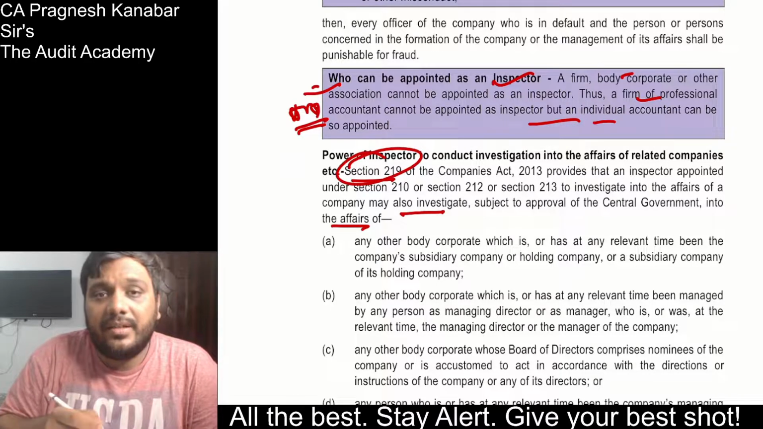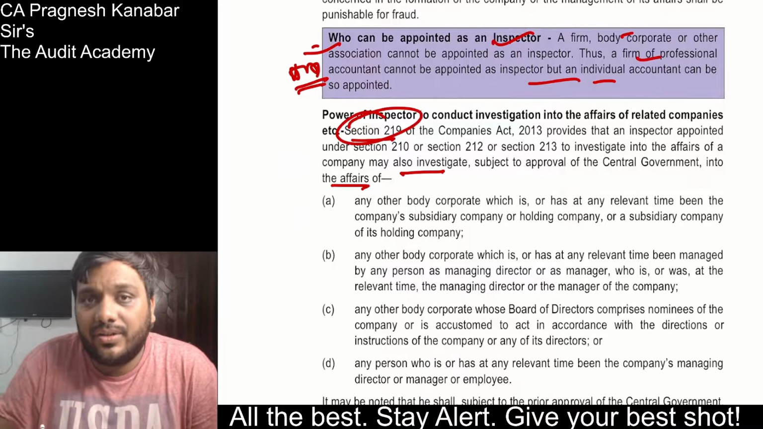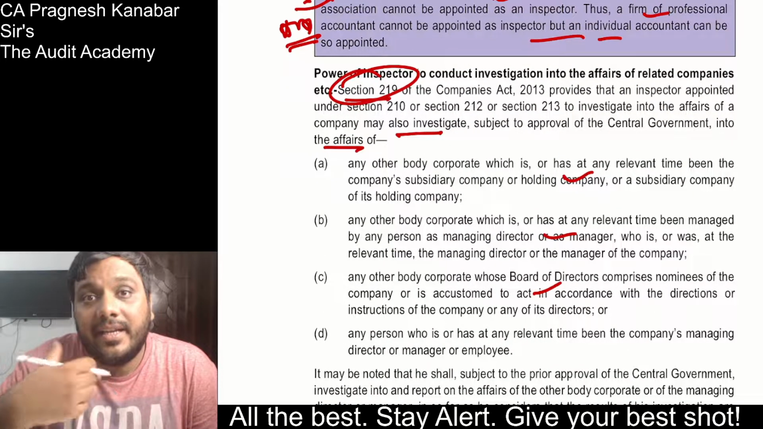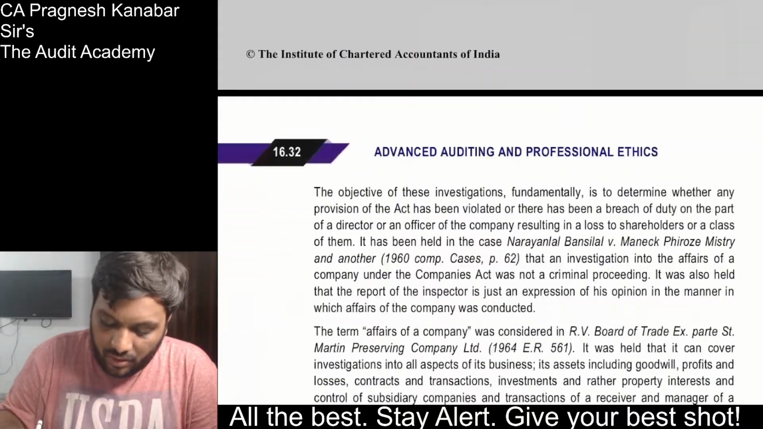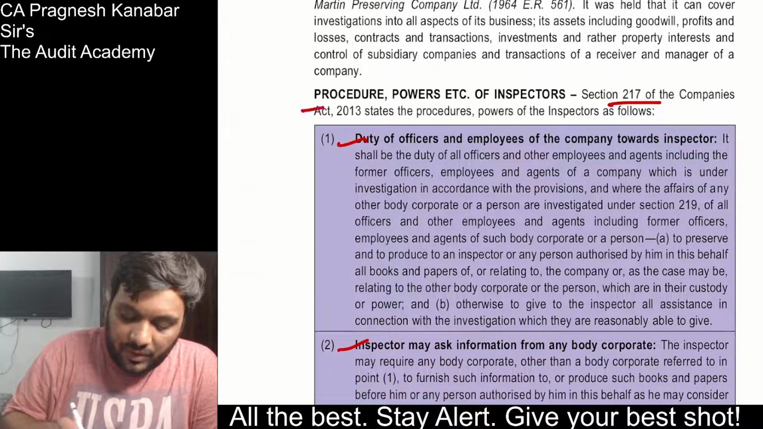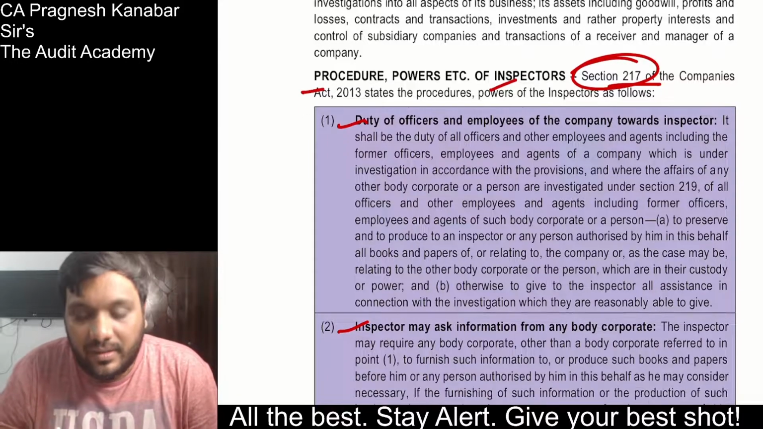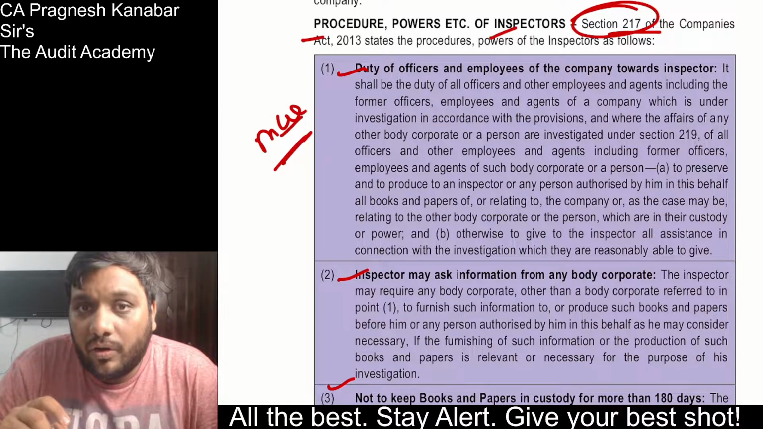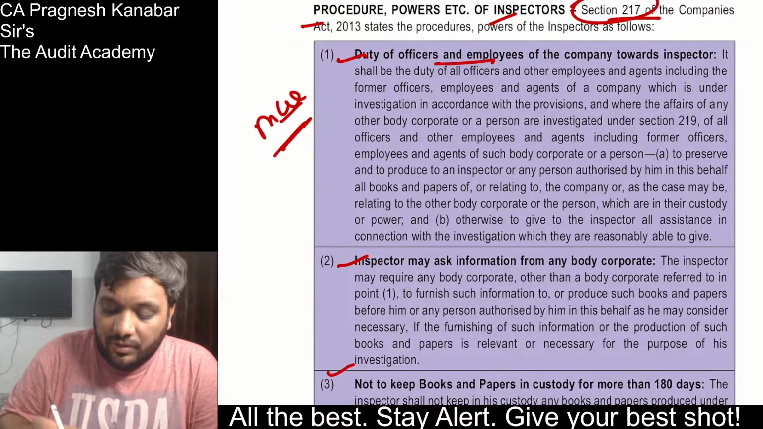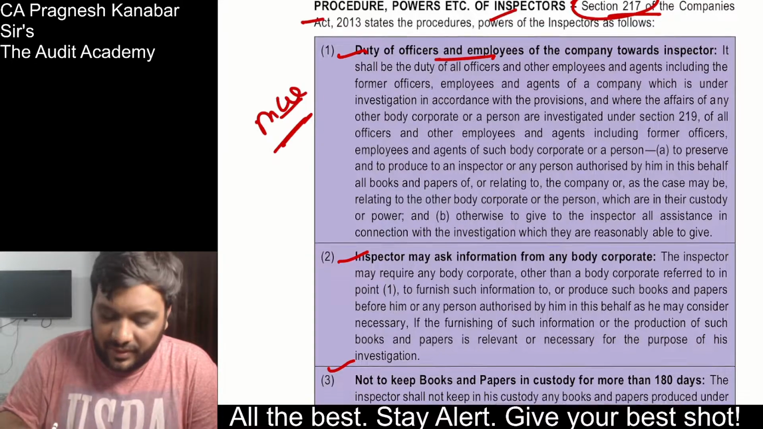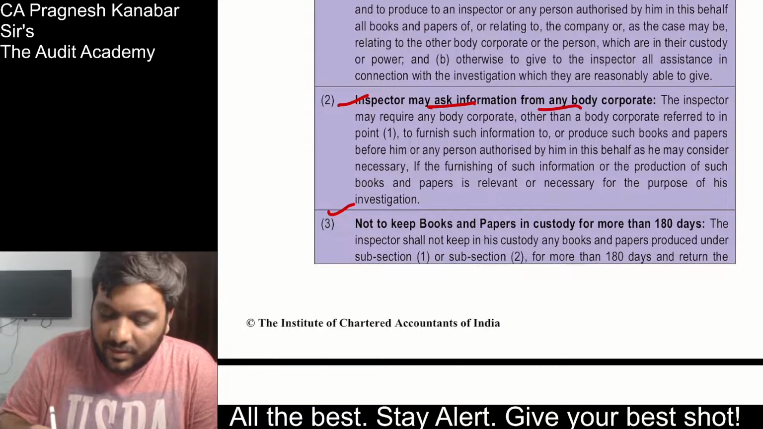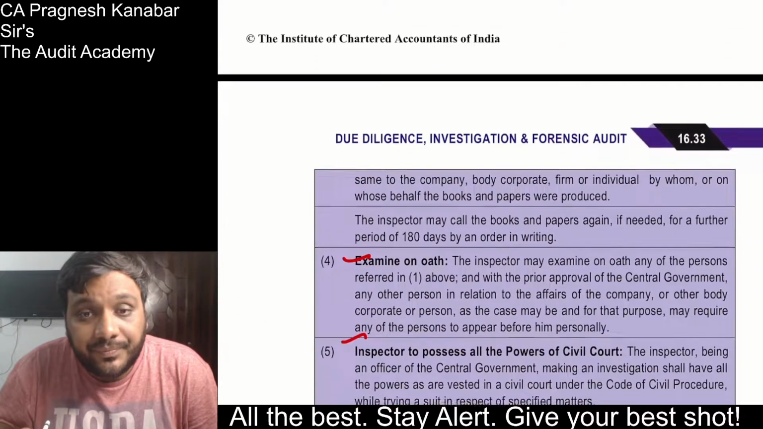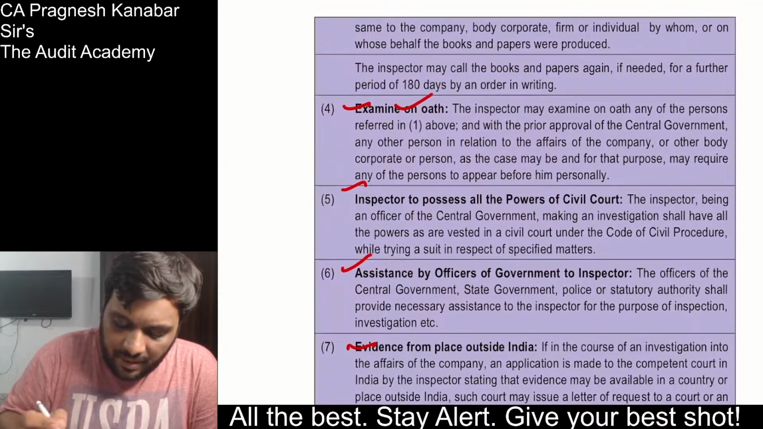What are the powers of the inspector? Because he can extend his investigation to some other related parties also. Look at this: either he can seize the books of accounts or not. So look at the procedures, powers, etc. of the inspector, section 217, because there is an MCQ on these points in the audit MCQ book. What will be the duties of officers and employees towards the inspector? To cooperate with that inspector. The inspector may ask for information from any body corporate, and not keep books and papers in custody for more than 180 days. Yes, the power to examine on oath.